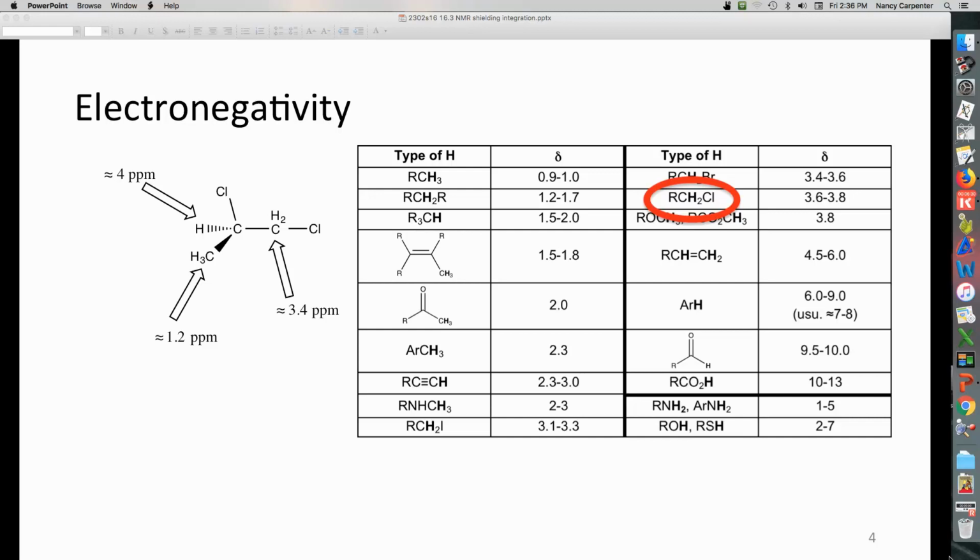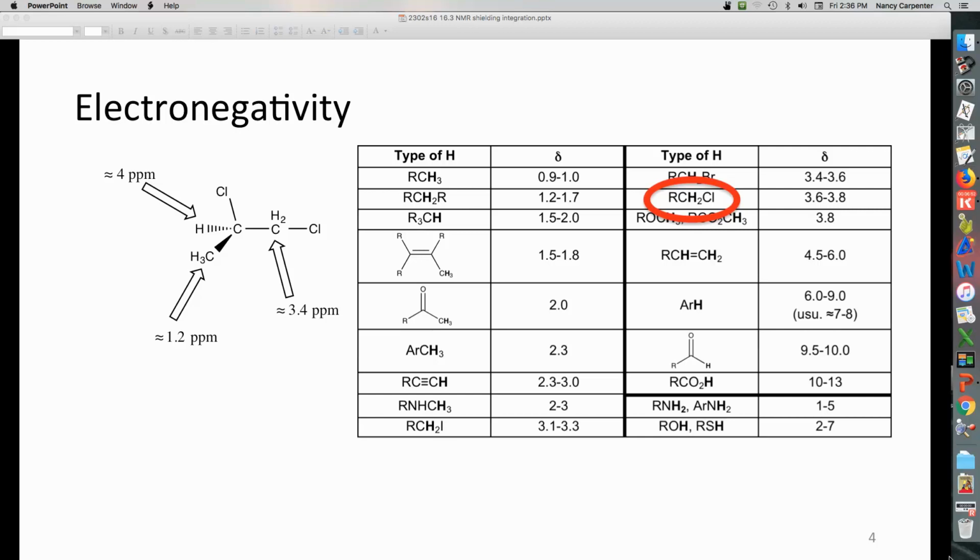Yeah, pretty close. It's around, who knows? Maybe I didn't look it up. But I would expect that to show up somewhere around 4 to 4.2. So this example illustrates two aspects of electronegativity and the difference in a methylene versus a methine versus a methyl.